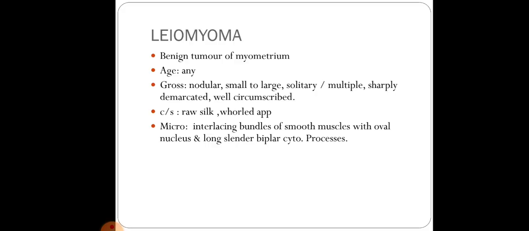Second pathology is leiomyoma. It is basically a benign tumor of the myometrium. It can happen at any age. Grossly, what you can see is a nodular, small to large, solitary or multiple, sharply demarcated, well circumscribed lesion. Cut section shows raw silk, or typically a whorled appearance. In the microscopy, it is interlacing bundles of smooth muscle with oval nucleus and long slender bipolar cytoplasmic processes.